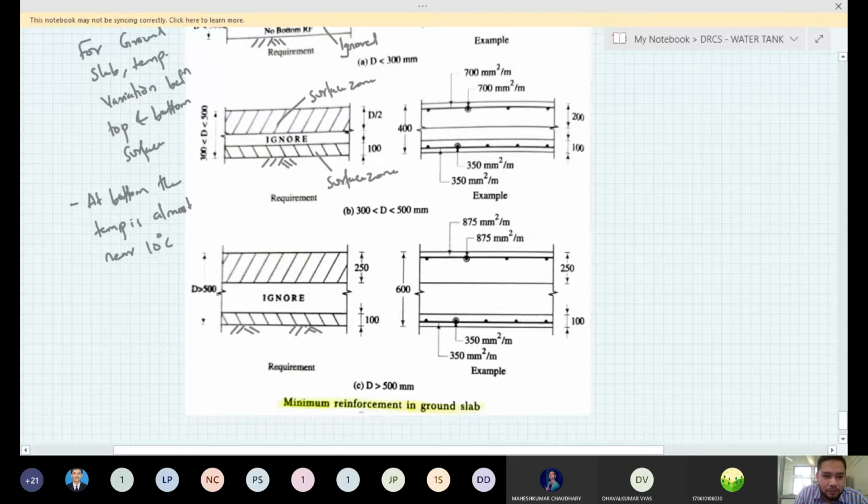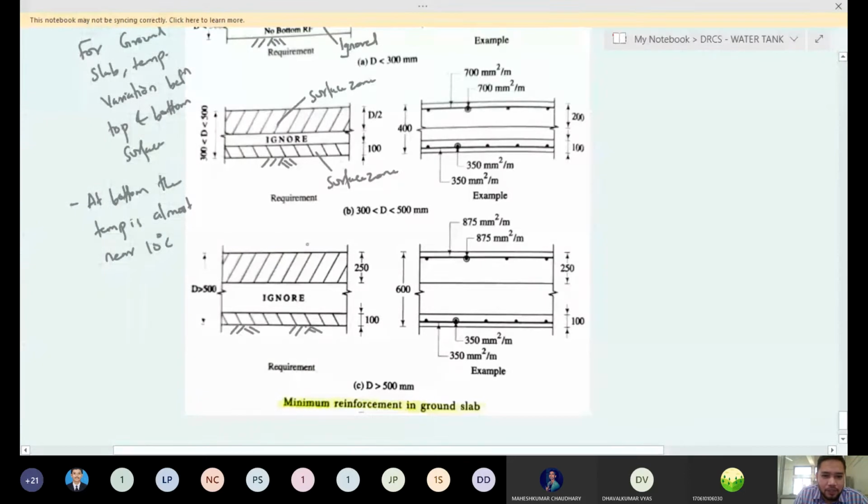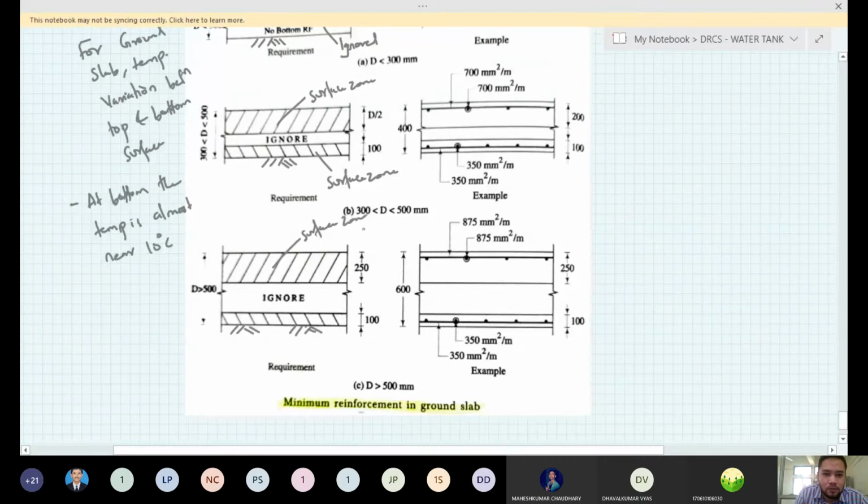And if the depth is more than 500, then the top portion is the surface zone, and the bottom 100 depth is the surface zone, and the inside portion is ignored. So you can find the minimum steel based on the surface zone.